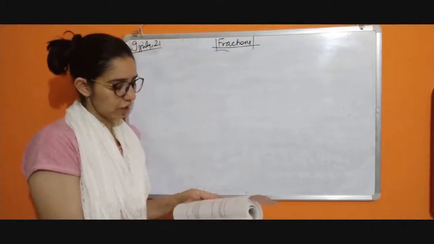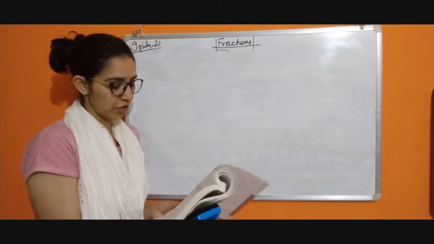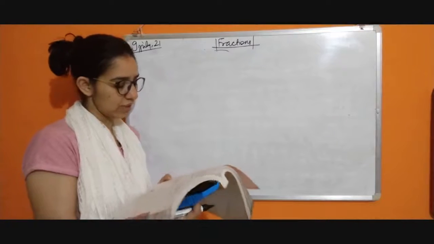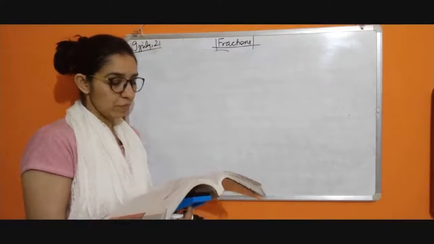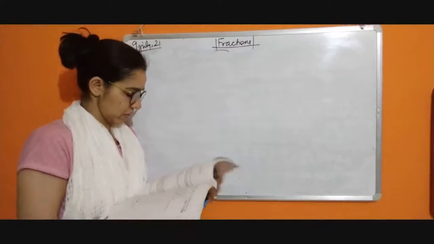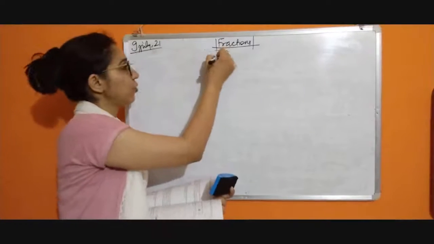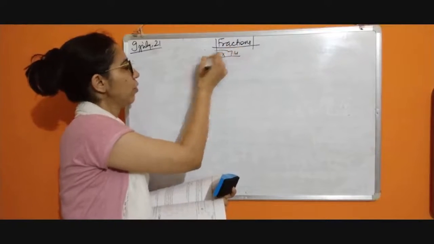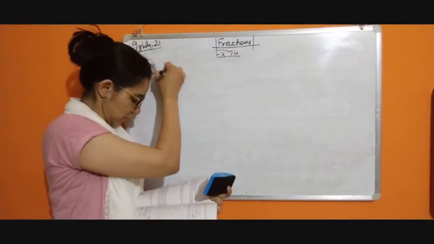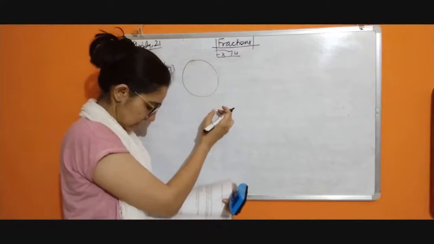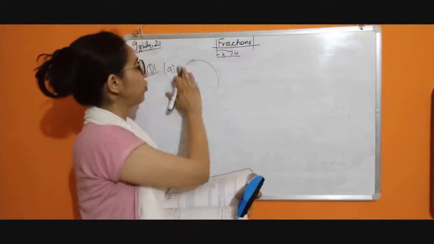Question number 1 is we have to write the shaded portion as a fraction and then arrange them in ascending and descending order using less than, equal to, greater than signs between the fractions. So first one is exercise 7.4, question number 1, part A. It is a figure like this. I am going to write the fractions.